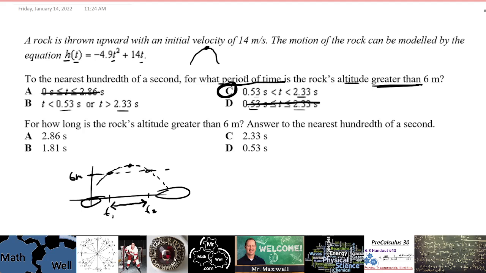And if you want to find the actual points, let's say this is a short answer question, then what you're going to want to do is solve this equation.